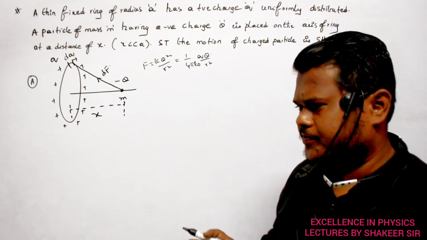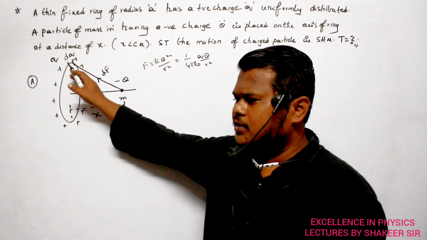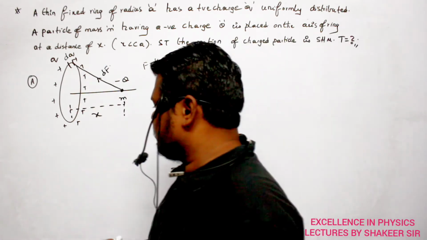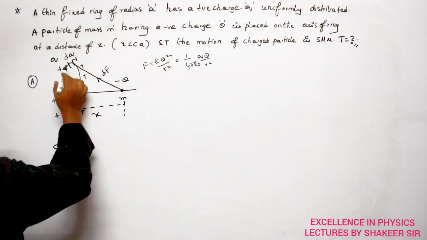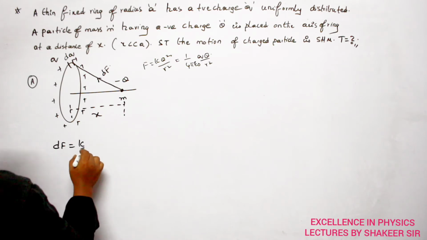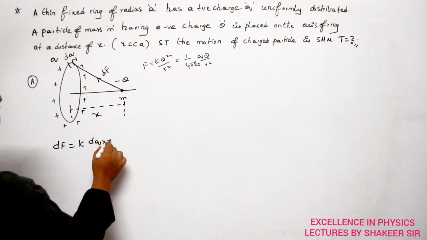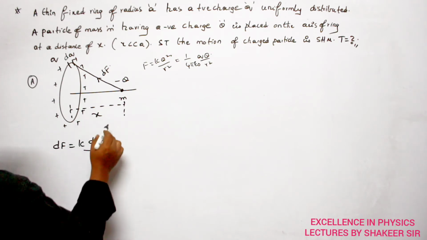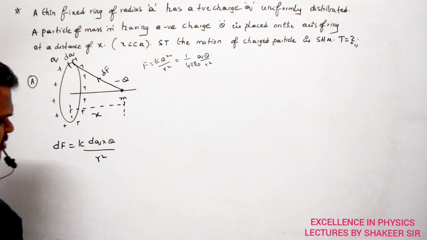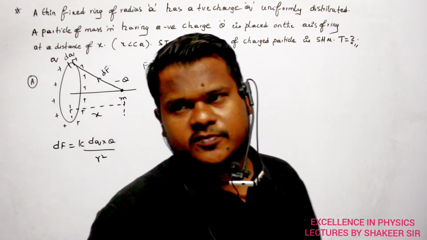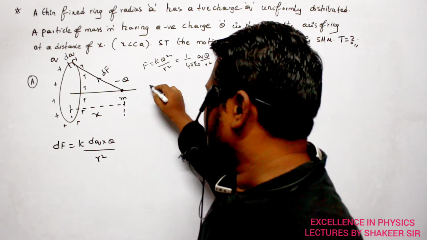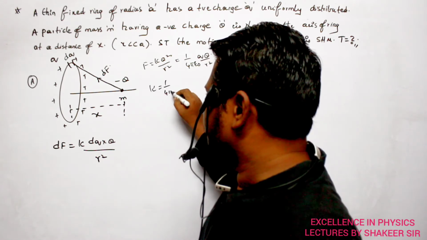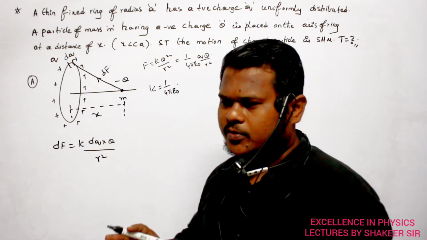Small amount of force due to small charge dq here. Then how can I write df? Small amount of force because of a small charge dq can be written as k q1 q2 divided by r square, no? K dq into q divided by r square, where k is called as 1 by 4 pi epsilon naught. For simply writing this one, we have written k here. K value is equal to 1 by 4 pi epsilon naught. Are you able to understand?